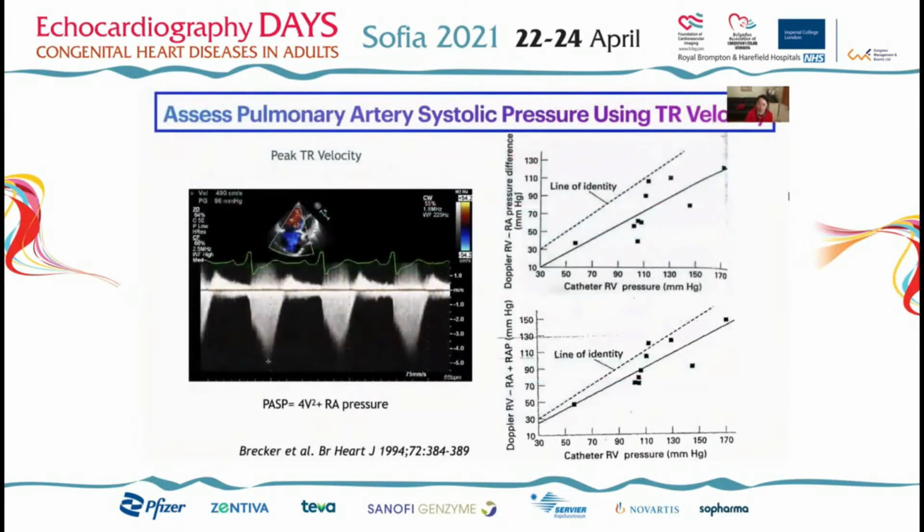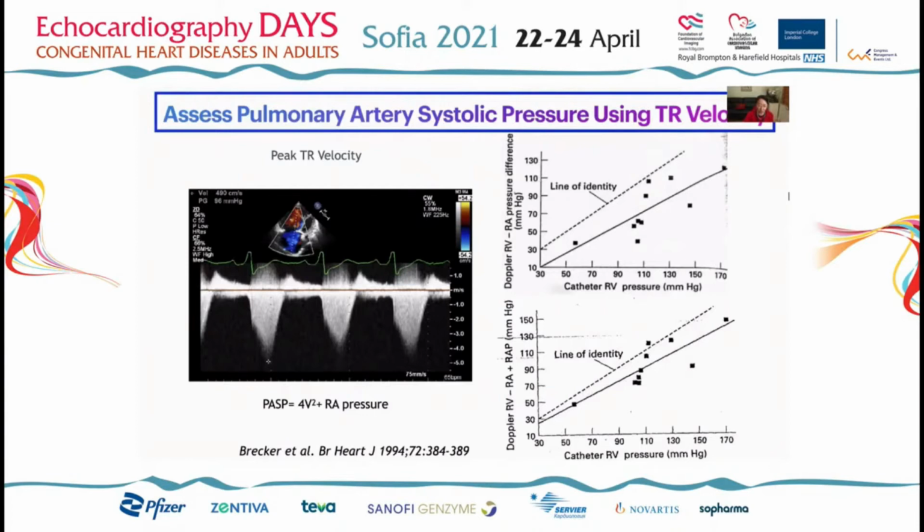Here I'm just showing how simple it is to get the tricuspid valve regurgitation velocity, then put it in the Bernoulli equation, we can calculate the RV-RA pressure gradient, add right atrial pressure, and we get the RV systolic pressure. This is very easy. I'm sure everybody knows how to use this.